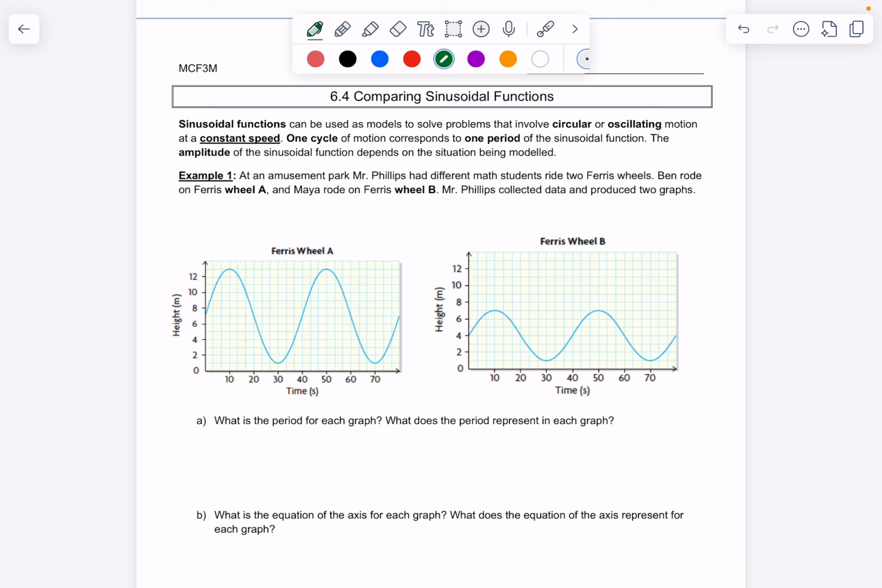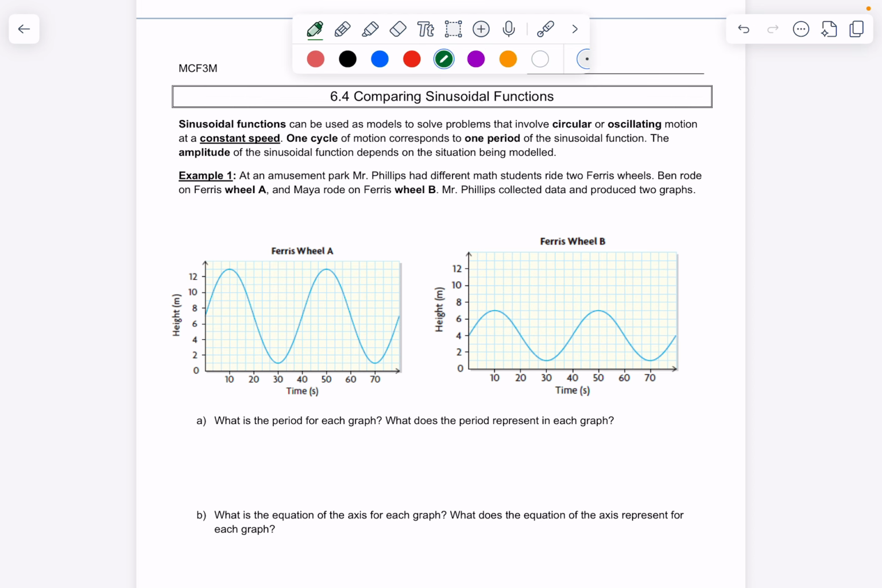Oscillating, if you think of your tire or your dryer, right? Something that goes in a circular motion. That's what it means when it's oscillating, and at a constant speed, okay? That's actually very important, that it has to be at a constant speed.